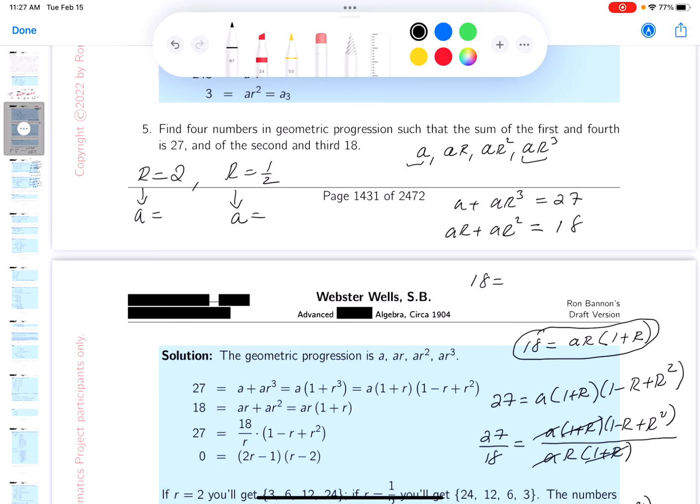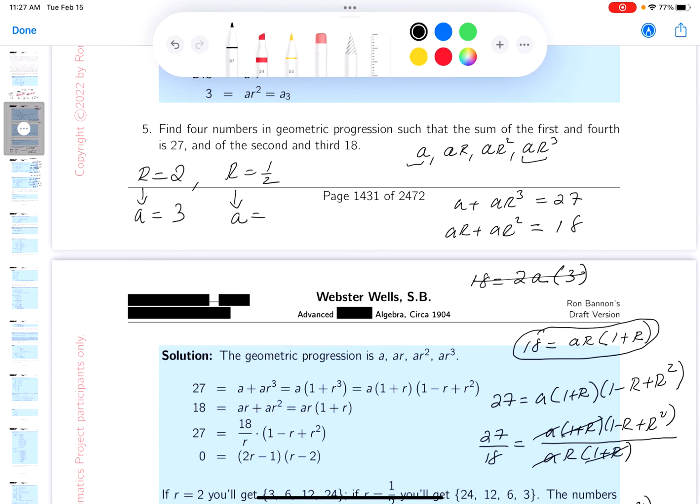We're going to do the 2 first. And the R is 2, so it's going to be 2A. Again, I'm using R to be 2. And then you get 1 plus 2, which is 3. So A would be 3. All right, is that true? Yeah, 3 times 3 is 9, times 2 is 18. Let me cross that out.